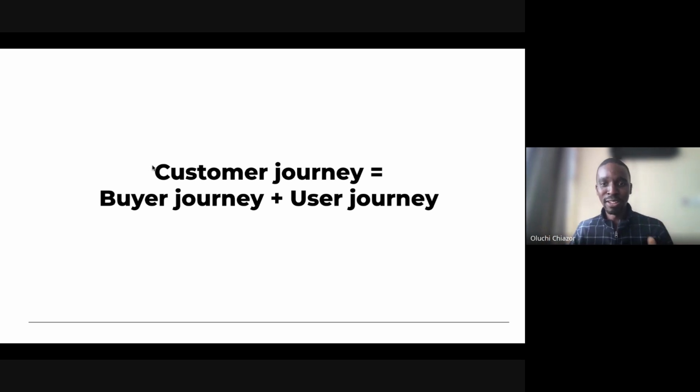When he woke up this morning, he didn't think about wanting to buy a Volvo. I'm sure if you ask Roland, he probably is saving money to buy a Lamborghini. All of a sudden, now he wants to buy a Volvo. So they've done something on the buyer journey without even explaining details about the user journey. This is the power of the customer journey and mastering it. The buyer journey plus the user journey is your customer journey.